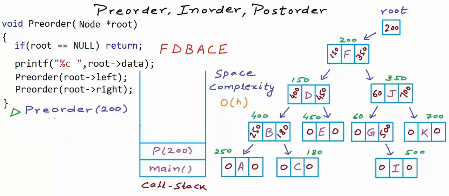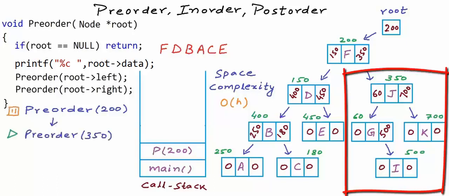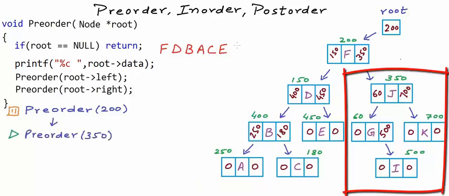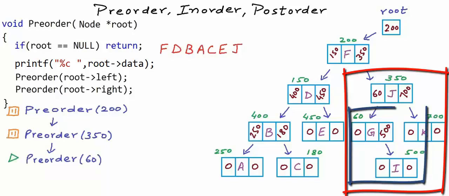And now we will make a call to visit this particular subtree. In this call we will print j, and then we will make a call passing address 60. So now we are visiting this particular subtree. Here we will first print g, and then this guy will make a call to preorder 0, which will simply return, and then there will be another call to preorder 500.